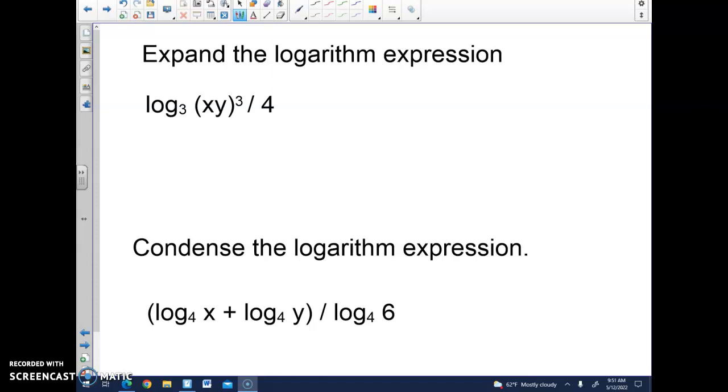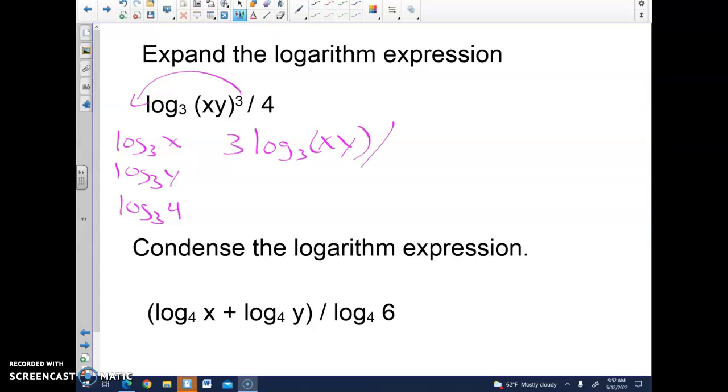All right, so now when I expand here, one thing that might help you out is, in the back of your mind, you should know every term should have its own log. Now, the exponent doesn't get its own log, but every term has to get its own log. When we have an exponent, we throw it to the front. 3 log 3 of xy divided by 4.